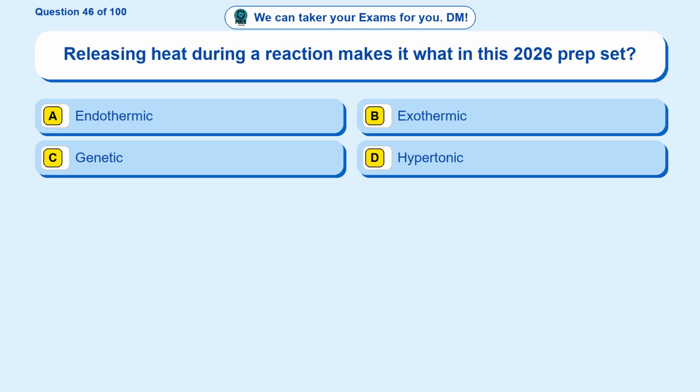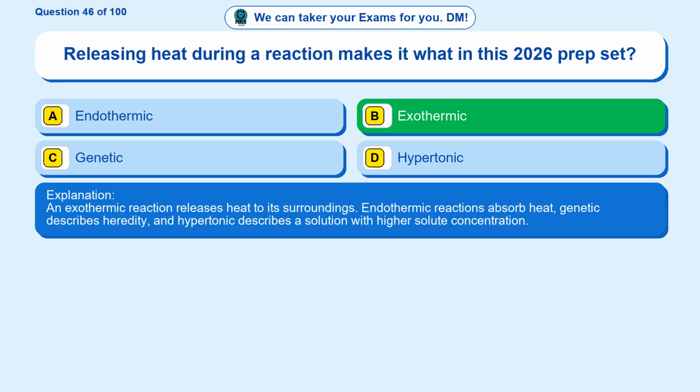Question 46. Releasing heat during a reaction makes it what in this 2026 prep set? Option A, endothermic. Option B, exothermic. Option C, genetic. Option D, hypertonic. The correct answer is option B. Exothermic. An exothermic reaction releases heat to its surroundings. Endothermic reactions absorb heat, genetic describes heredity, and hypertonic describes a solution with higher solute concentration.